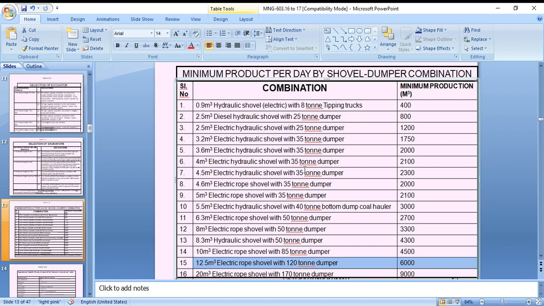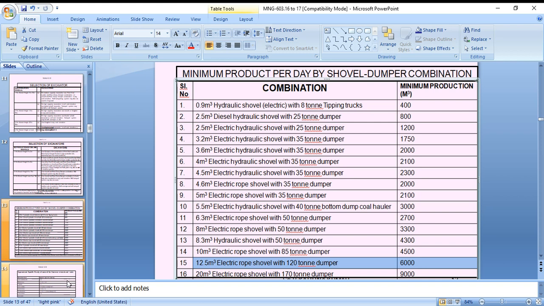Why is this shovel dumper combination suited? Consider the number of passes: if a 0.9 hydraulic shovel is used with a 180-ton dumper, there will be much waiting time, because filling the dumper will take much more time. Instead, with a suitable combination, a minimum of 4 or 5 passes fills the dumper and it moves on, there is no queue, and more production can be expected in travelling from the production place to the end place.